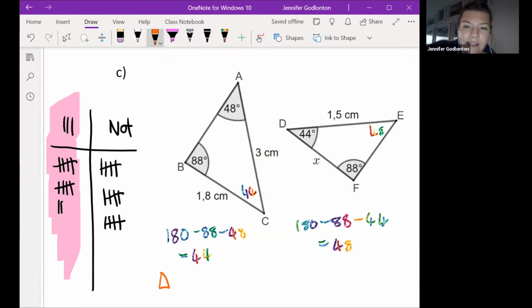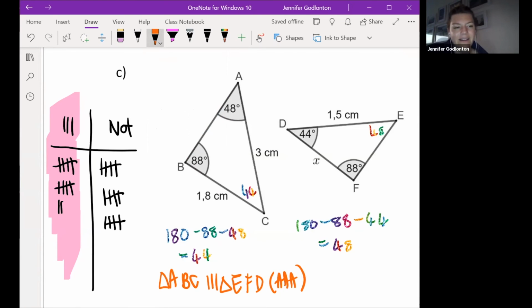So now I could say triangle ABC is similar to triangle EFD because of AAA. You know, I like a good sneak. I always like to put you in a little bit of a trap sometimes.